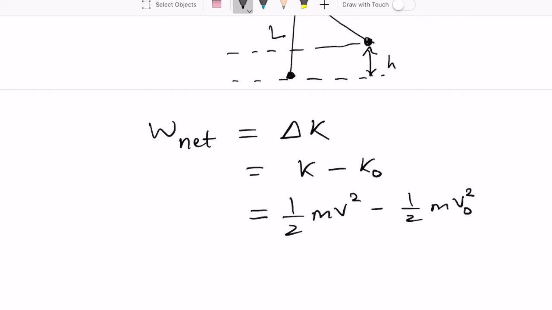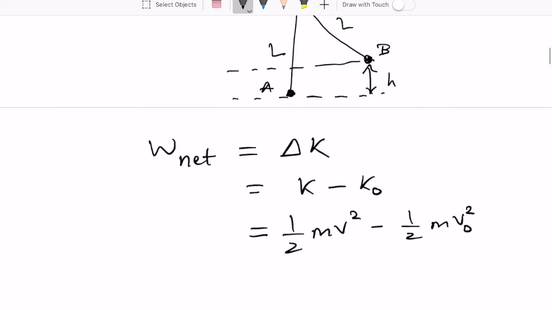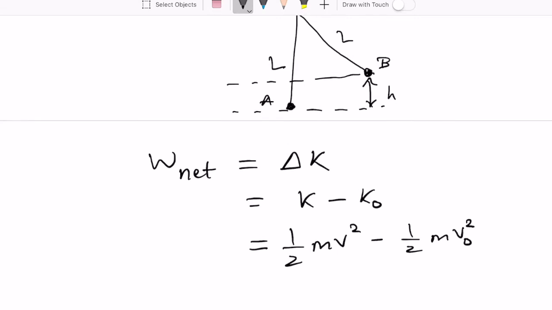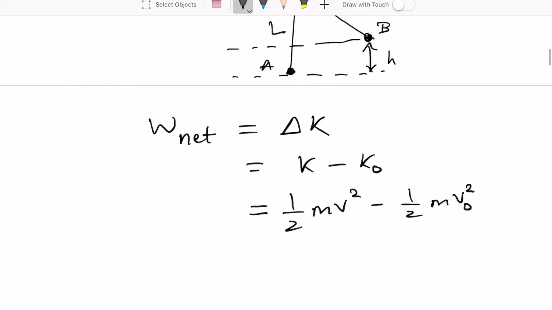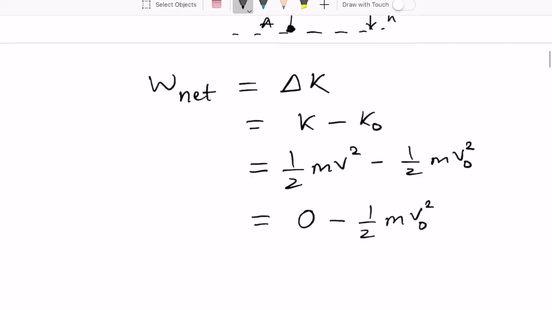What is the final velocity of the bob when it reaches, and let's name these positions A and B so it's easy to refer to them, position B? That should be 0 because the bob is at rest at B. So the final velocity is 0, so the final kinetic energy is 0. And the initial kinetic energy would be half m v0 square, where v0 has been provided in the problem, right? So our delta K is simply negative half m v0 square.